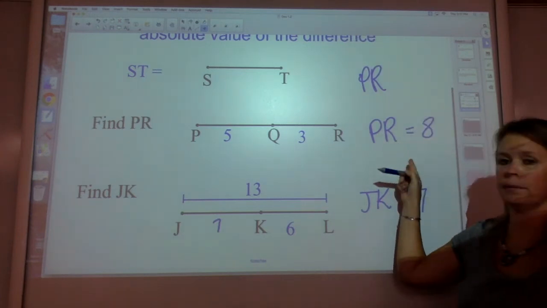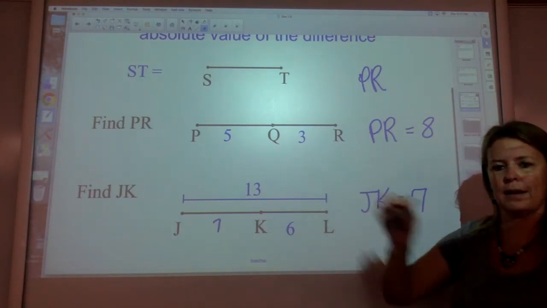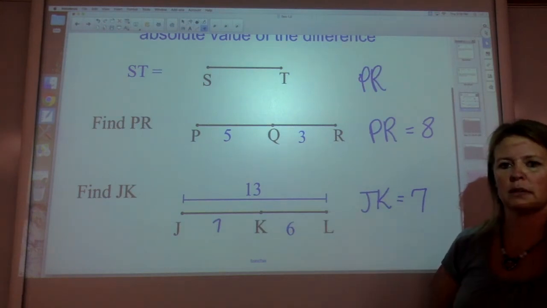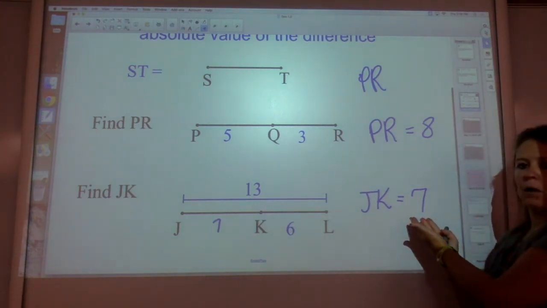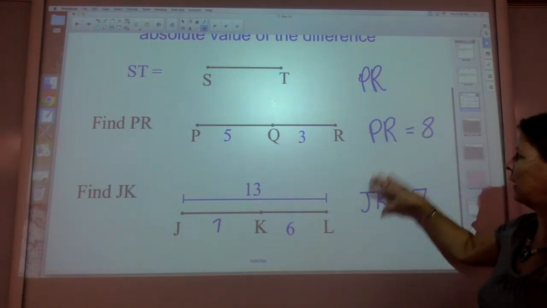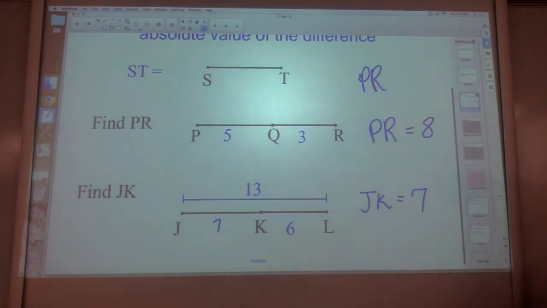Well, here's the trick. You can't measure a line and you can't measure a ray. Lines and rays are infinitely long. Rays go on forever in one direction, lines go on forever in both directions. So you couldn't actually tell me how long that line is. Only segments have a measurement. So we know exactly that those two are measures of segment PR and measures of segment JK.